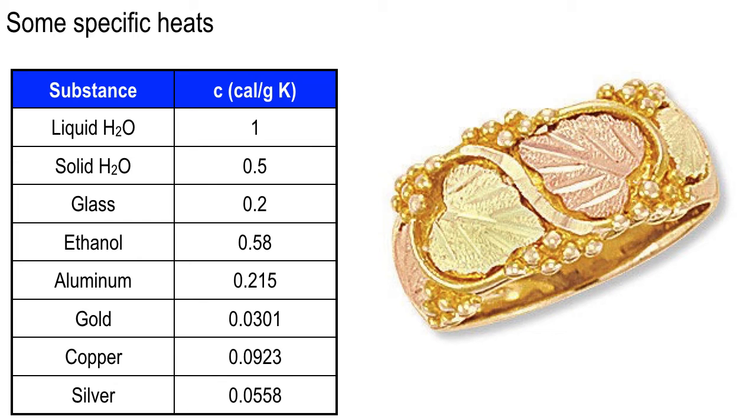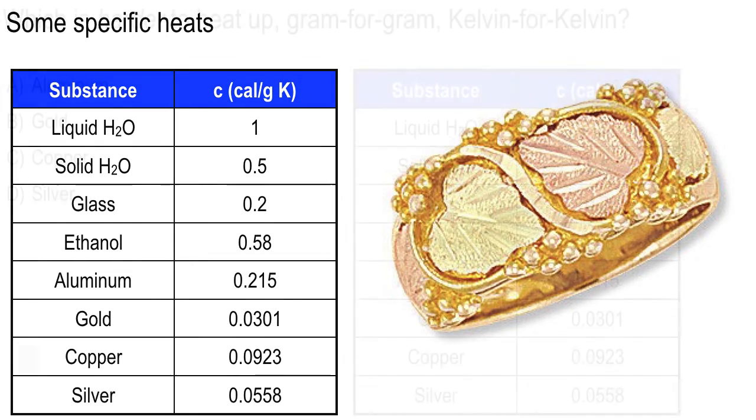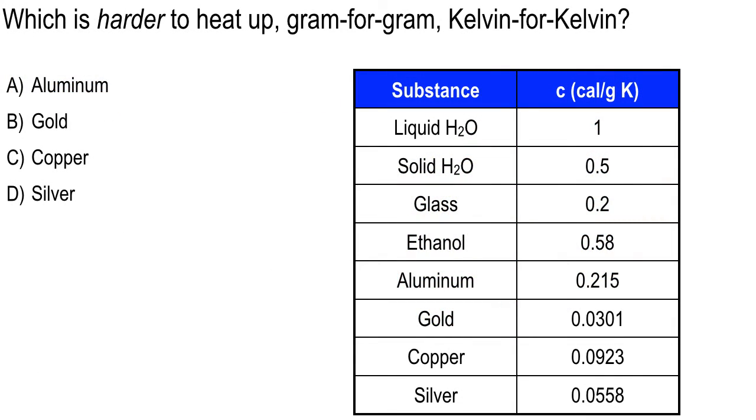And it's interesting, water is way up there at the top of the list. I haven't ranked it by value. I just wrote down a few substances that I thought might be interesting. And then there's specific heats. Now, I have a question for you, and this same table's on the next slide. Here's your question. Which substance, gram for gram and Kelvin for Kelvin, is easier, excuse me, which one's harder to heat up?